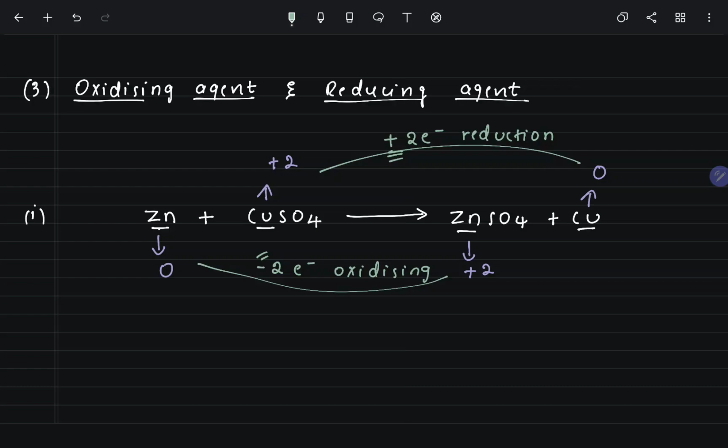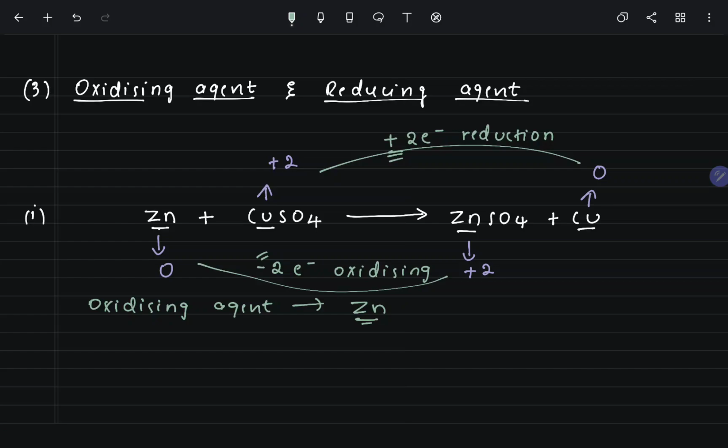And only this much you must not leave. You have to write one more step. What is that? I'll write here. Oxidizing agent. What is the oxidizing agent? Here we know this, Zn. Zn is the oxidizing agent. Am I right? So you have to write Zn.